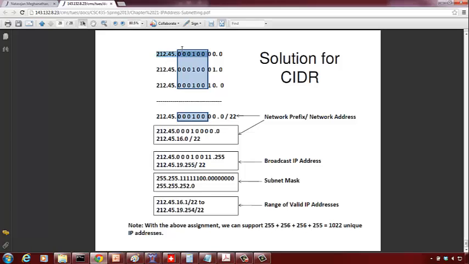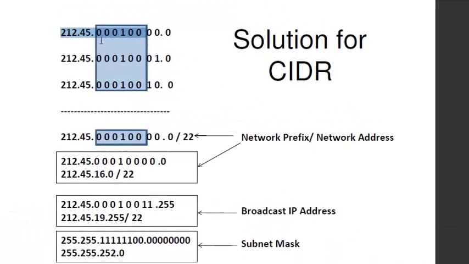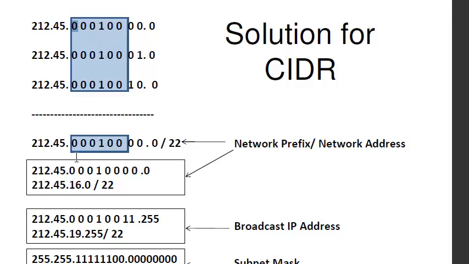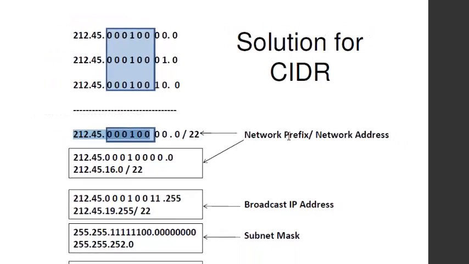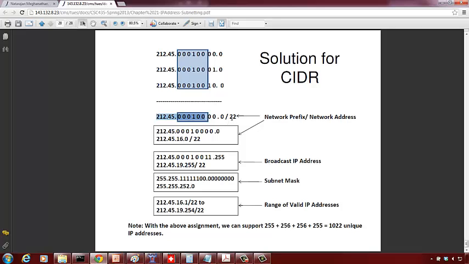So what we are going to do is use these 22 bits for the network part and the remaining 32 minus 22, which is 10 bits, for the host part. So I'm going to say 212.45 dot this 000100, the common part. I said these are the 22 bits I'm going to use for the network part. The remaining 10 bits will all be zeros for the host part if I want to indicate the network address or network prefix. So I put a slash 22, the subnet mask, to indicate that the first 22 bits represent the network part.